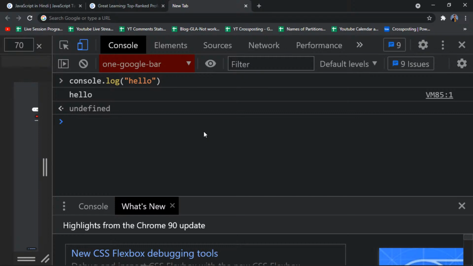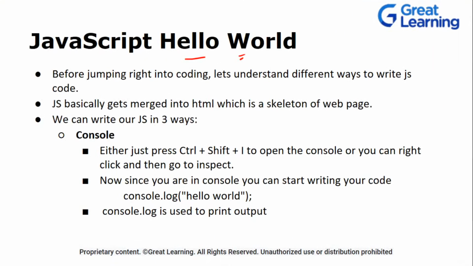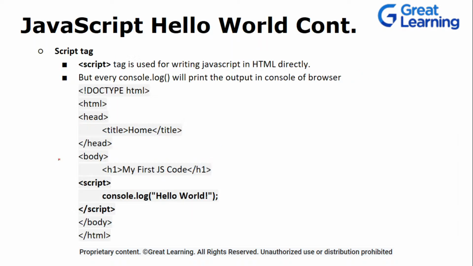This is the first of the three ways with which you can write your code. Is it clear, guys? The first way is that you directly go into the console and type in hello. Now, what about the other two ways? You can either press Control Shift I, or right click and inspect, and then print out this message. This is the first way, and it is obviously used more for debugging purposes.